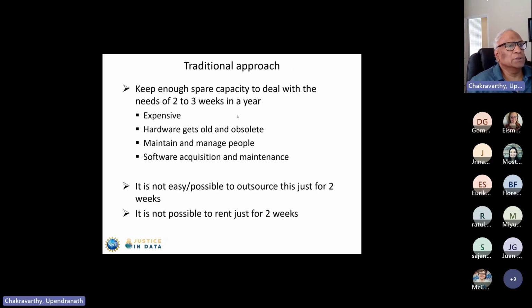The traditional approach up to that point was to keep enough spare capacity to deal with the needs of the maximum usage in a year. And this was expensive. Hardware, as you know, in our domain gets old and obsolete very fast. Maintaining and managing that is difficult. Software acquisition and maintenance is also an issue. So it was not possible to outsource this just for 2 weeks. You could not say, can I outsource this for 2 weeks and not worry about it? It's not possible to rent just for 2 weeks.